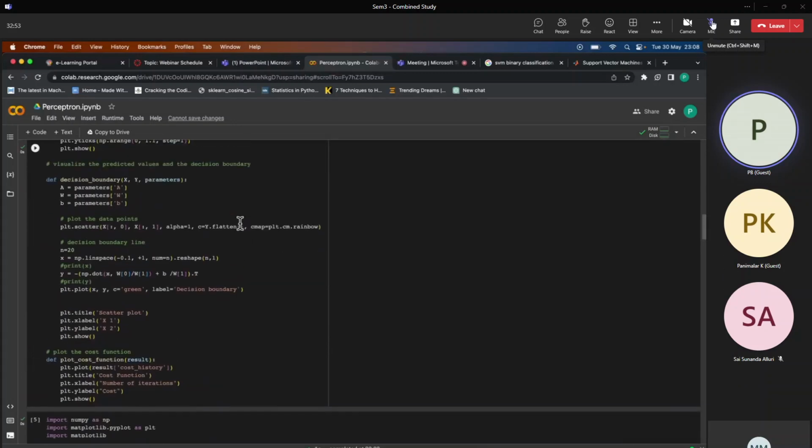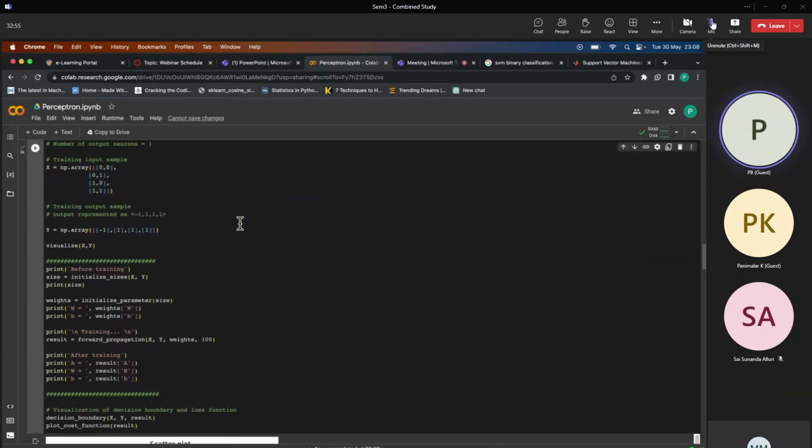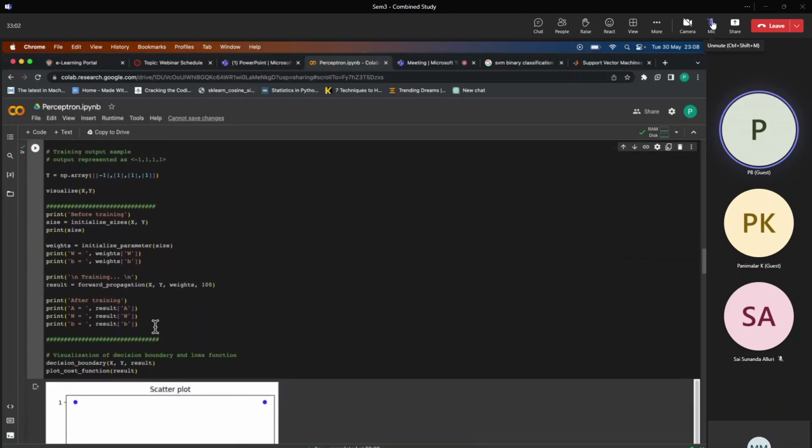So now we initialize parameters w and b, and then we have our perceptron's forward propagation.